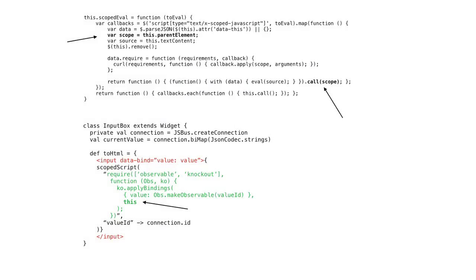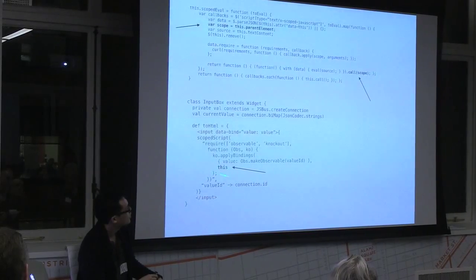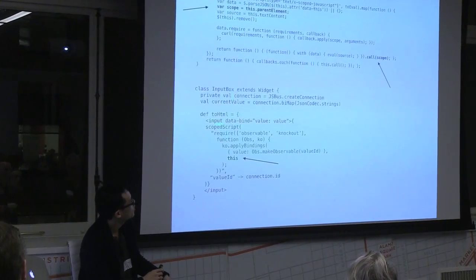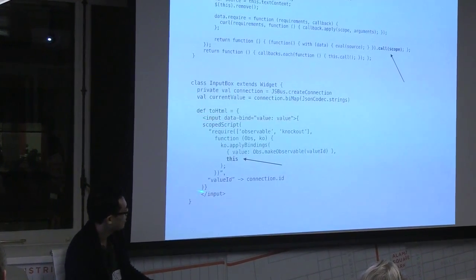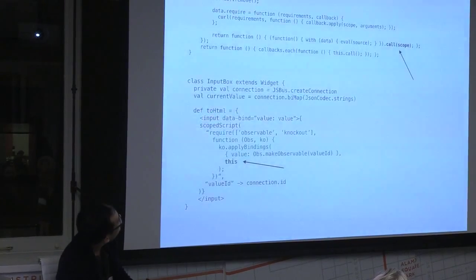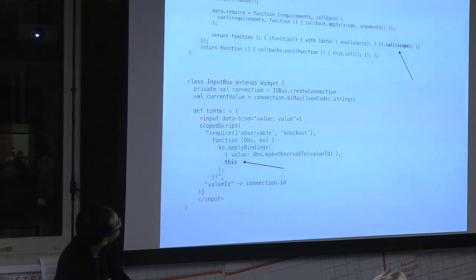The other bit of trickery is that this binding inside the JavaScript is bound to this DOM element out here. So you can see here, scope is this dot parent element. This, in this case, is this bit of JavaScript. And then we call it with the scope.